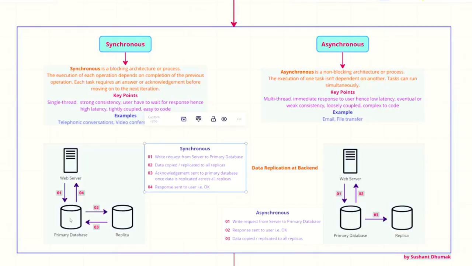primary database will send that acknowledgement back to the web server. And then only we'll get a response. The user will be behind this web server, and will get the response once all these transactions, all these processes are done. Then the user will get a response that yes, your process has been done, or maybe your requested information has been copied to all the locations.